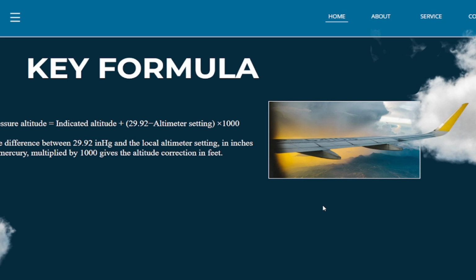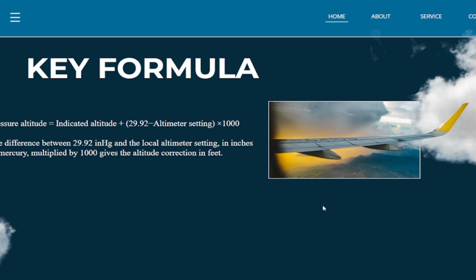I want you to first take a look at the formula. Here is basically a shortcut formula. We start with our indicated altitude, then adjust it based on the difference between the standard atmospheric pressure at sea level, 29.92 inches of mercury, and the current local altimeter setting. I know you're about to ask this question: why would you multiply by 1,000? Why would you do that?